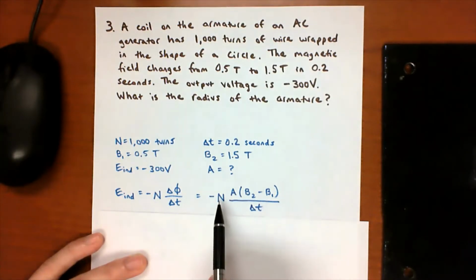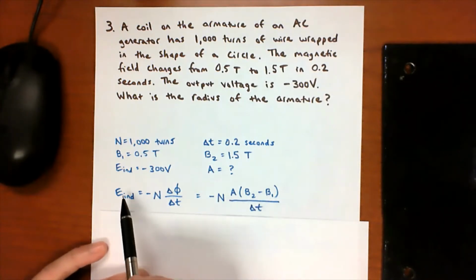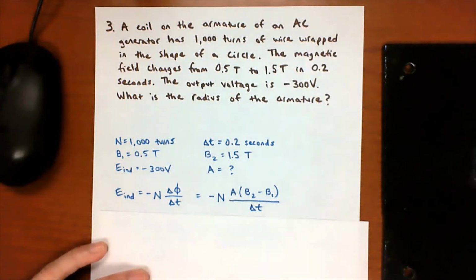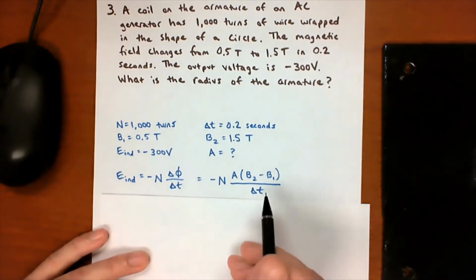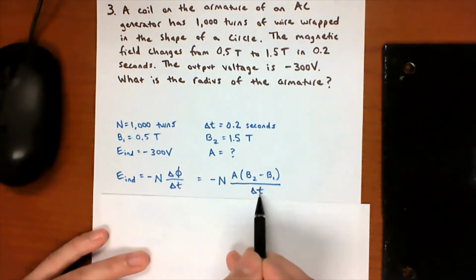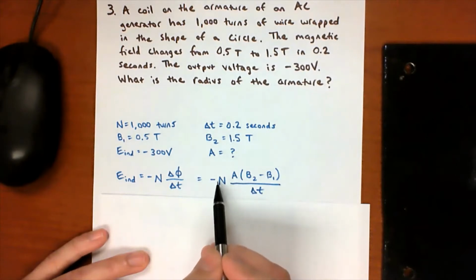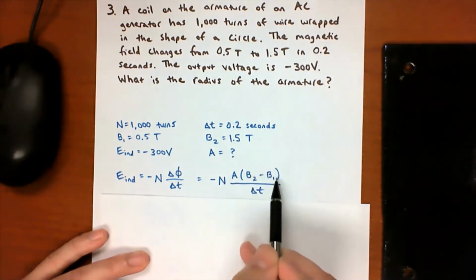And now I know that, I know that, I know that, I know that, and I know what the induced voltage is. The only thing here I don't know is the area. So I can rearrange this equation and solve for the area. So that's what I'm going to do. To solve for the area, I'm going to multiply both sides times delta t, and then I'm going to divide both sides by n, and I'm going to divide both sides by the quantity b2 minus b1.